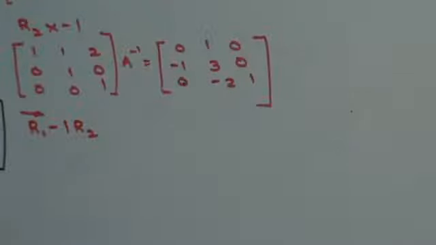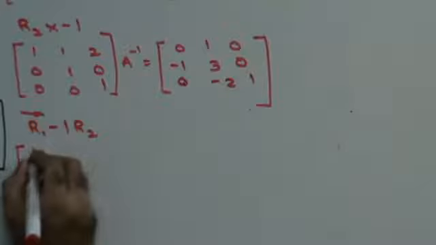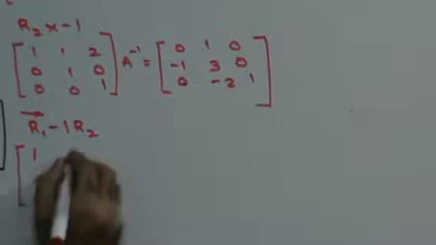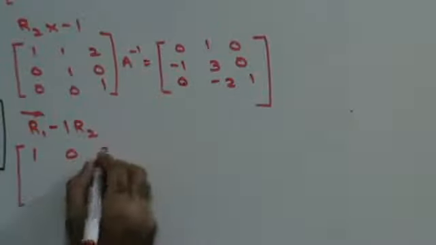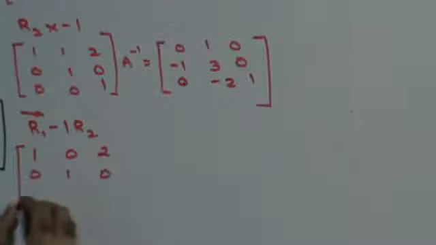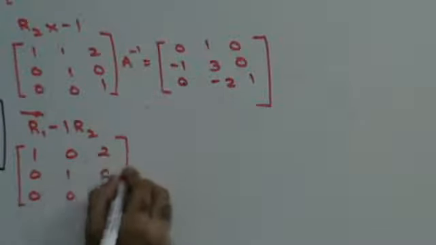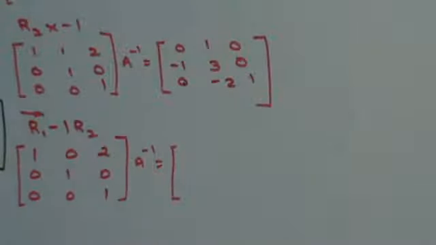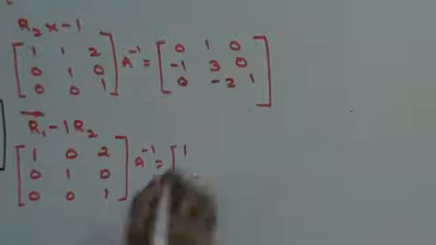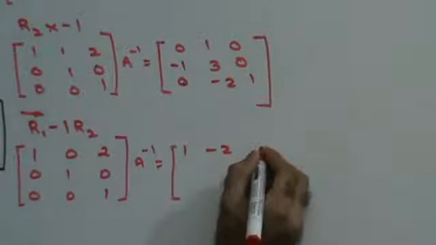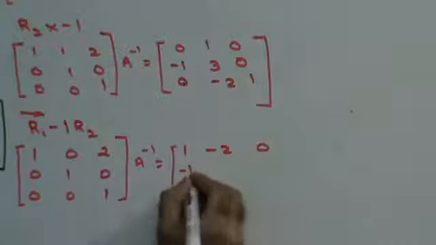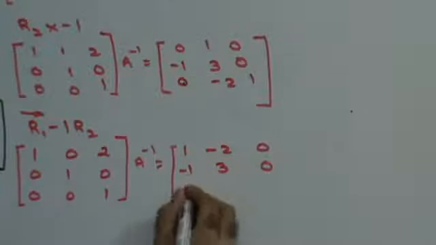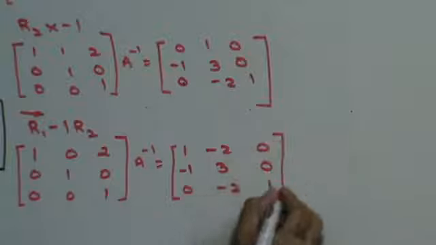So how do I do this? This can be written as 1 minus 0 is 1, 1 minus 1 is 0, 2 minus 0 is 2, 0 1 0, 0 0 1 into A inverse. R1 minus R2: 0 minus of minus 1, plus 1, 1 minus 3, minus 2, 0 minus 0, 0 minus 1, 3, 0, 0 minus 2, 1.